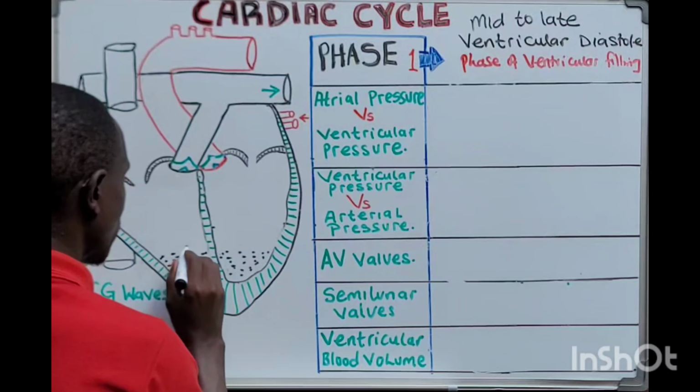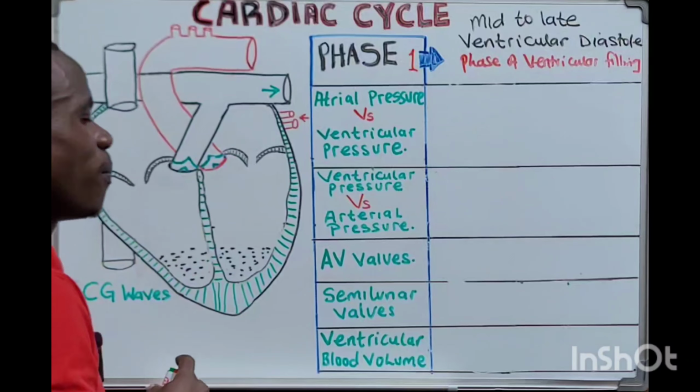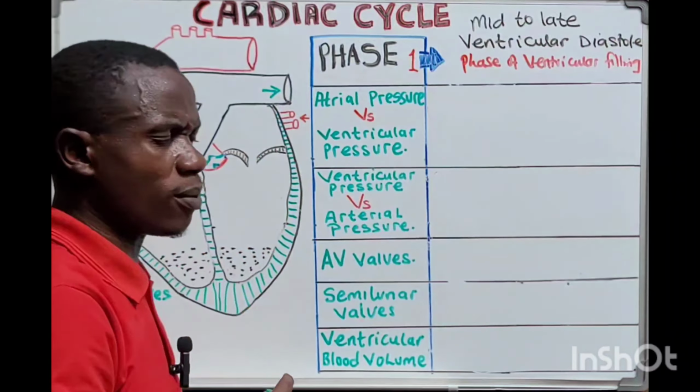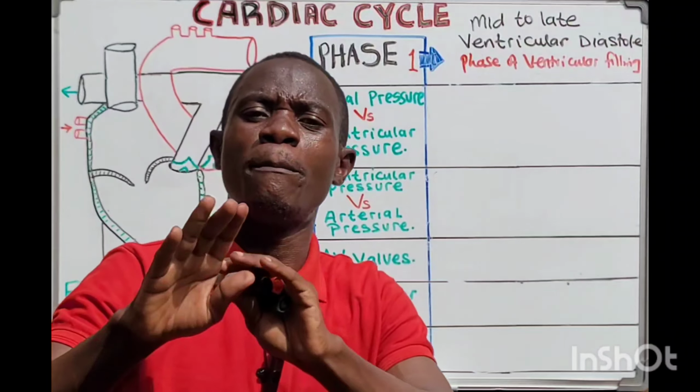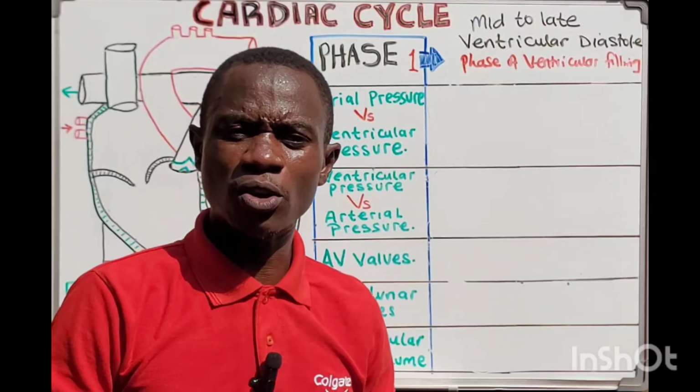Okay, and of course, something which is so important is that when the AV valves open, they're going to be allowing 70 to 80% of the blood coming from the atria, and that is going to be passive. Okay, that doesn't require any atrial contraction.